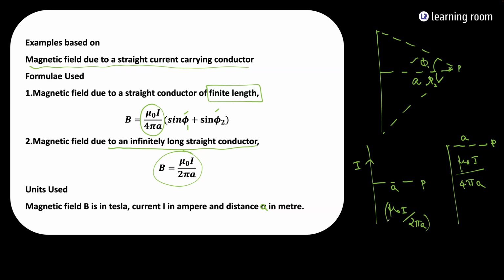So there are three formulae that we discussed. What are they? Mu naught I by 4 pi into sine phi 1 plus sine phi 2. That is for a finite length conductor. If it is of infinite length, if the point is taken in between the ends of the conductor, then the magnetic field is going to be mu naught I by 2 pi a. If the point is taken at one of the ends itself, it will be mu naught I by 4 pi a. So please be careful with the problem, right?